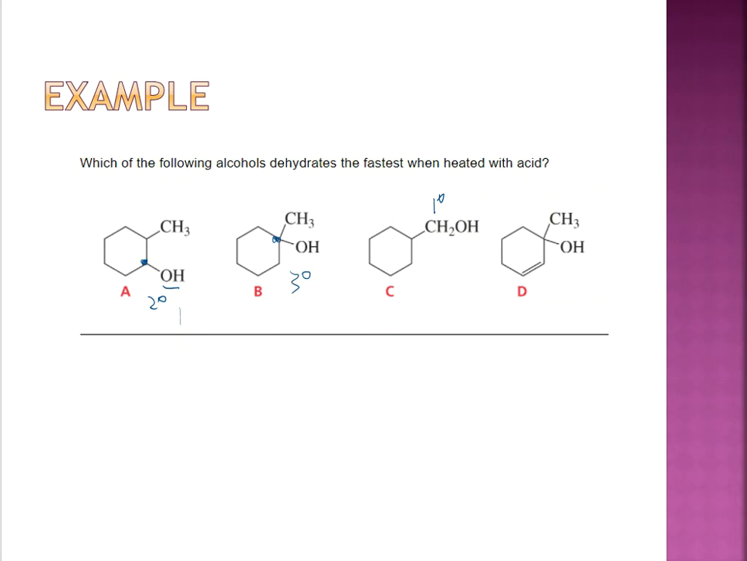And then for D, we have this OH group. Oh, wait. This is tertiary. Well, I know that tertiary reacts faster than secondary, which reacts faster than primary. We've already talked about that rule. So here I have B and I have D that are both tertiary.